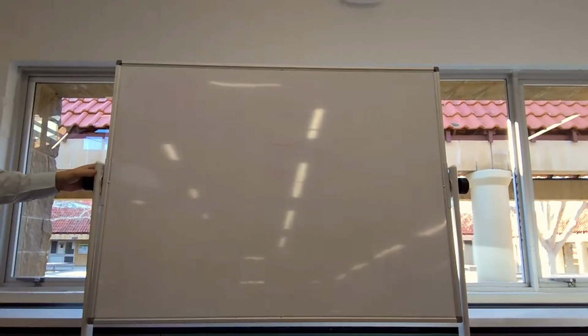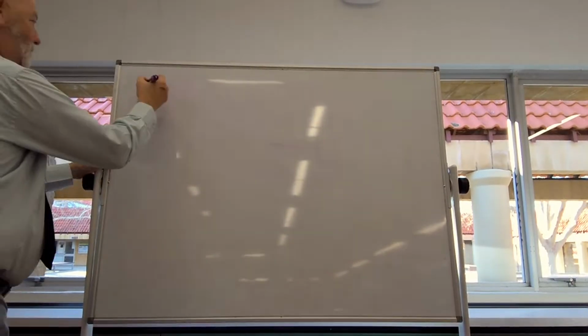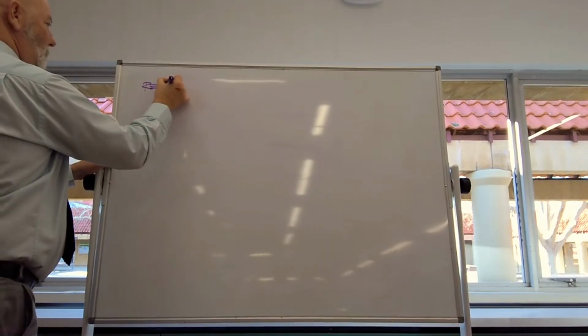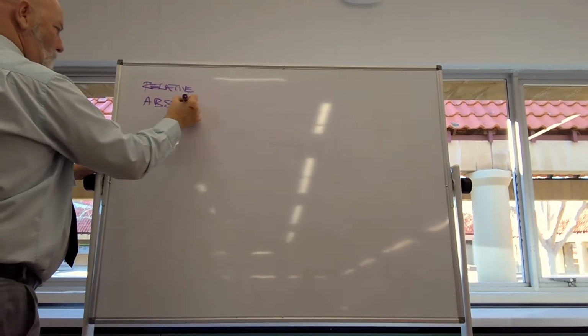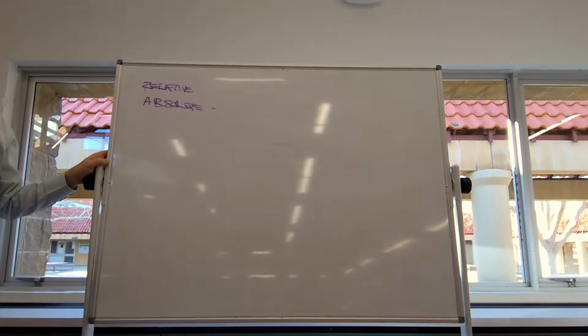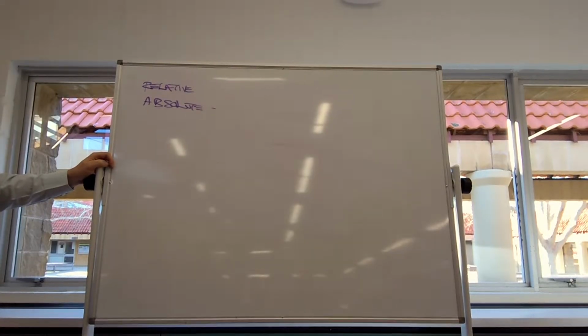So now there are two types of dating fossils. There is relative and there is absolute. Relative is if you're older or younger, like what we just did, and absolute tells you the age of the fossil.